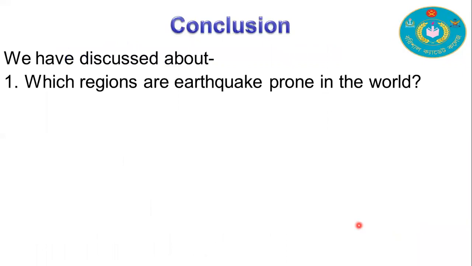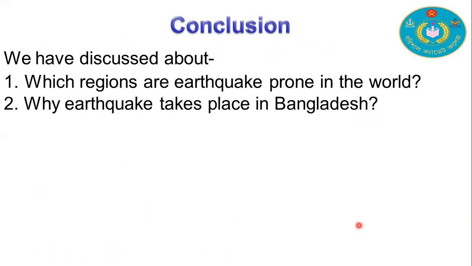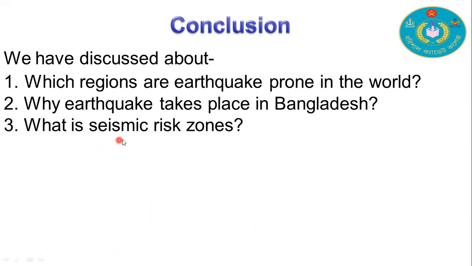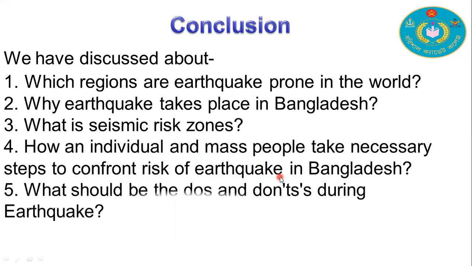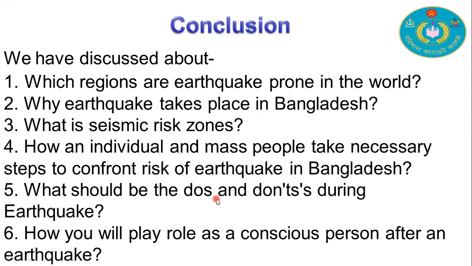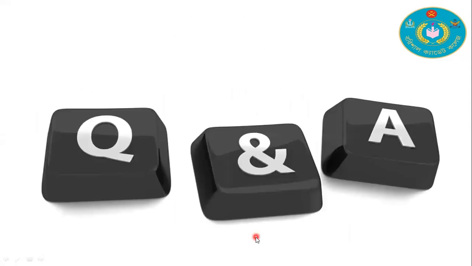Okay, now come to the conclusion of today's class. We have discussed which regions in the world are earthquake prone. Secondly, why earthquakes take place in Bangladesh. Thirdly, what seismic risk zones are. Fourth, how an individual and the mass of people take necessary steps to confront the risk of earthquake in Bangladesh. Next point is what should be the do's and don'ts during an earthquake. The next question, how you will play a role as a conscious person after an earthquake.